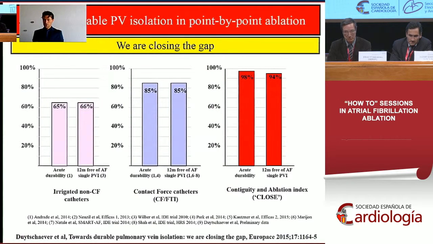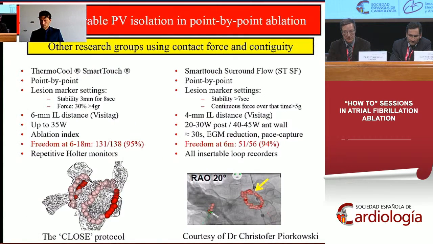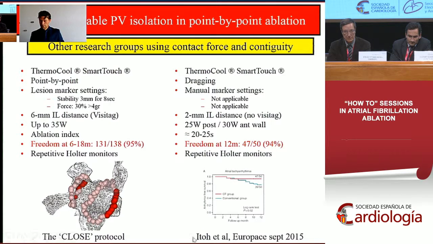So ladies and gentlemen, the question is clear. Are we closing the gap? Acute durability is 98% and freedom of atrial fibrillation is 94%. Are we alone? I don't think so. If you look at the data from Dr. Christopher Pierkowski, freedom of atrial fibrillation 94%, again respecting the 4 millimeter interlesion distance and using contact force catheters. So the ingredients that are similar seem to be distance, stability, and contact force. Another paper from Ito from Japan, contiguity, 2 millimeter interlesion distance, freedom of atrial fibrillation seems high.